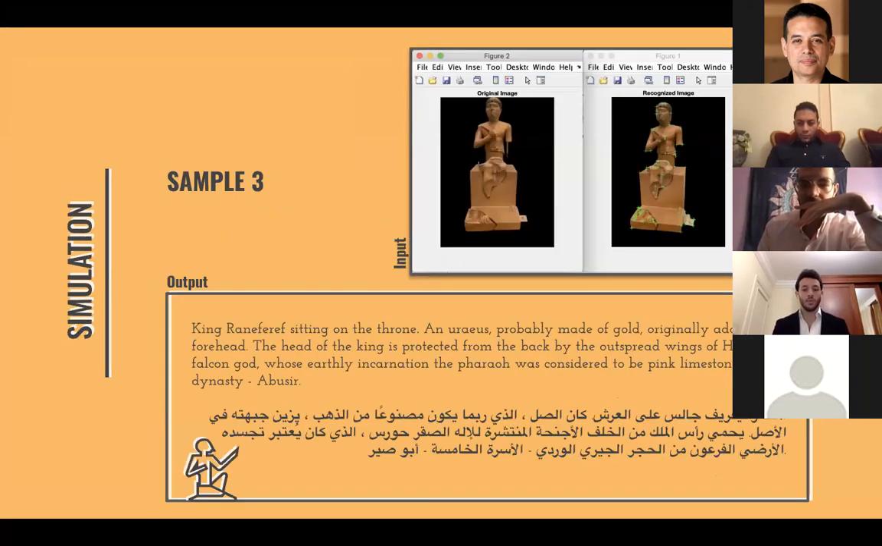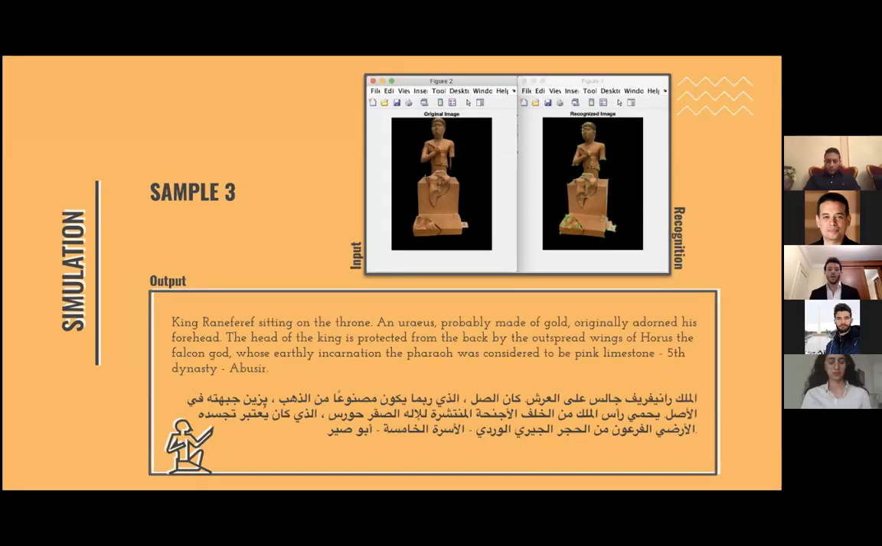So in the simulation, we take a picture of an artifact. Then it is recognized by our data set after taking a certain specimen. Then the artifact found will provide us with the information about the artifact itself.